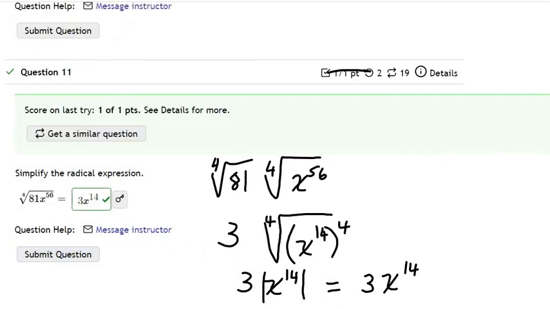All right, that should get you through the lecture notes, and then you guys can go ahead and do the homework for section 8.1.